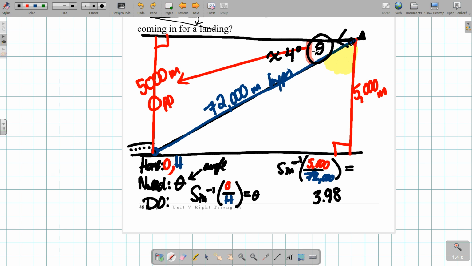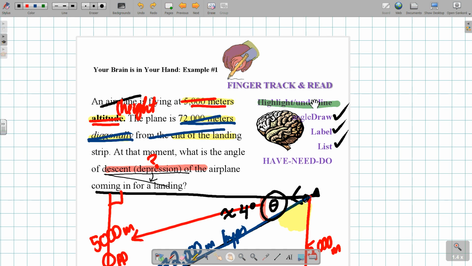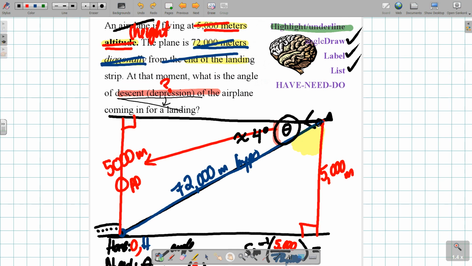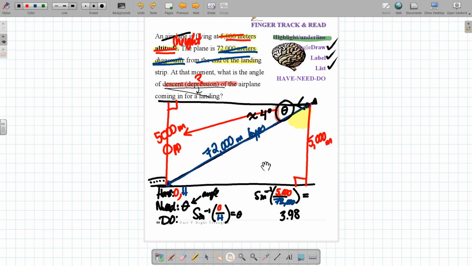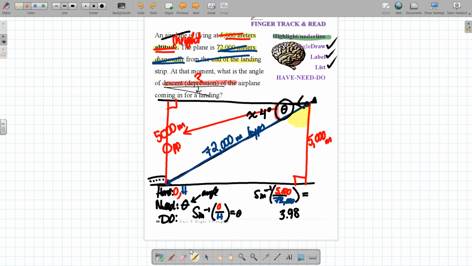So look at the steps. Finger track, read out loud. Highlight, underline, draw, label, list, have, need, do. I'm going to give you a quick heads up here, friends, on the test that you're going to take for this unit. If this was a problem on a test, let's say a 10-point test, this whole thing was 10 points. Let me show you how I'm counting the points.